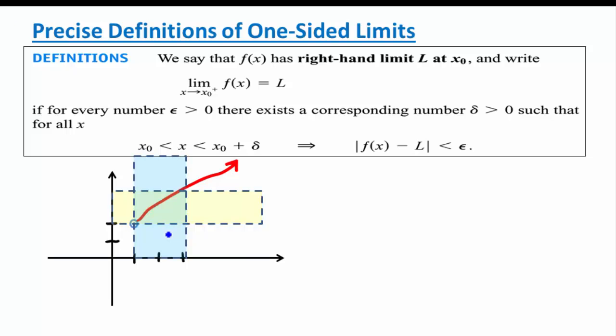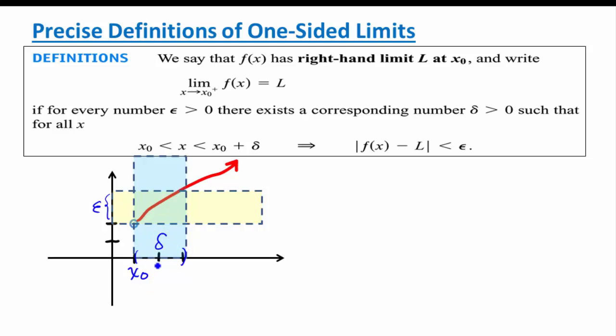Okay, now how do we define the one-sided limits using precise definitions? Well, it's just similar to section 2.3. We say that f of x has a right-hand limit L at x equal to x sub 0 if for every number epsilon greater than 0, again we find a delta greater than 0 such that, remember what we do is we give an epsilon and then we find a delta.